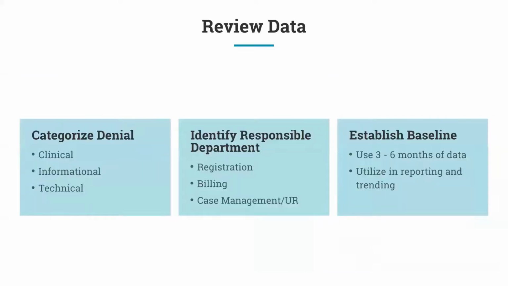So once you collect that data, you want to start reviewing the data. The first thing you're going to want to do is take your denial codes that you're getting denied for and categorize them. The three pretty much standardized categories are clinical, informational, and technical. Clinical are going to be your level of care, medical necessity, that type of thing. It's usually dealt with in case management and utilization review.